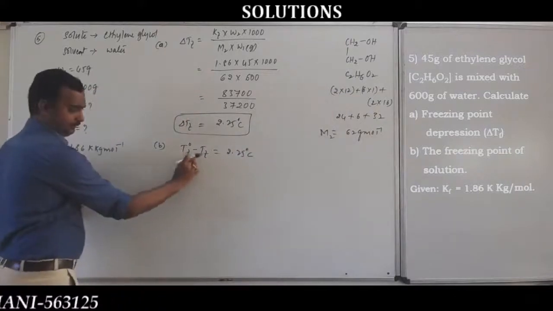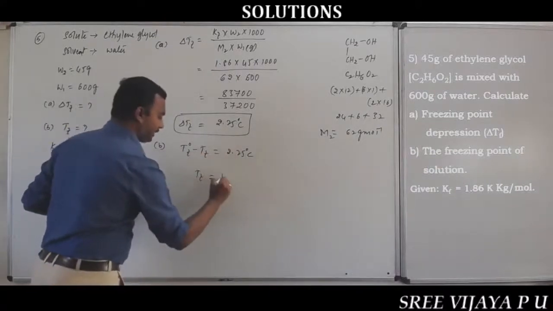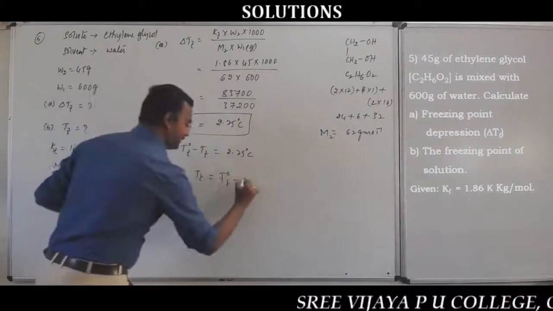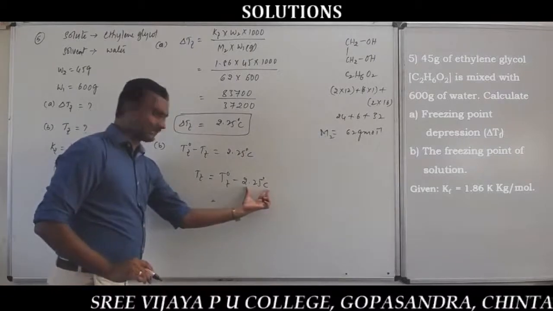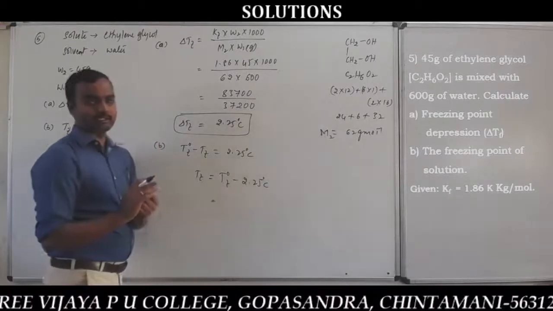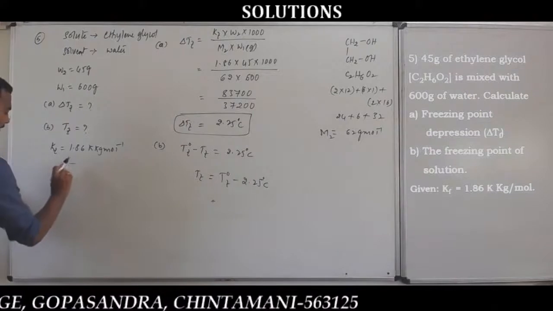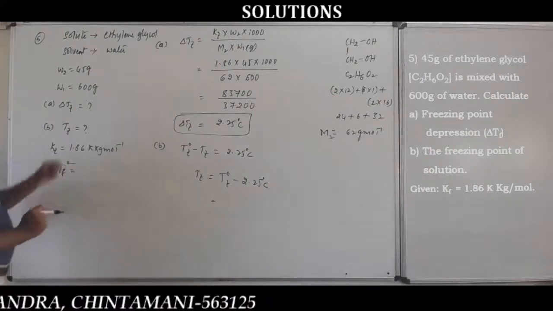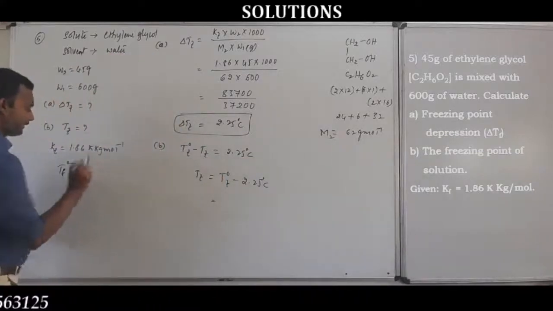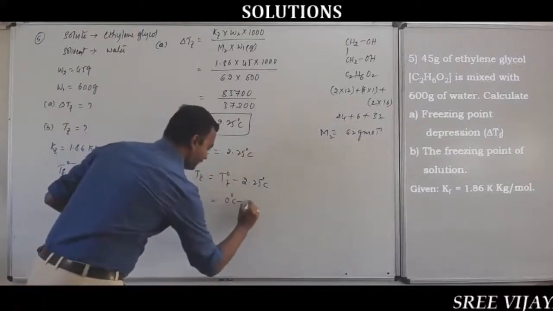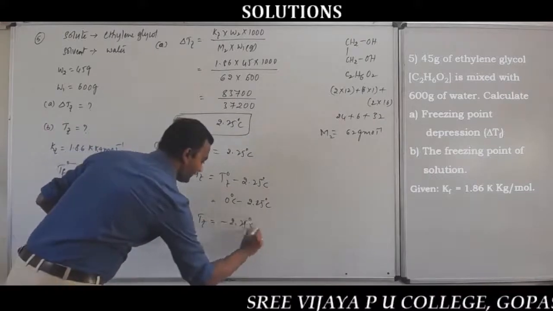So in this case, to calculate Tf, T0f minus Tf is equal to 2.25 degrees Celsius. What is the value of T0f here? T0f is the freezing point of pure water. What is the freezing point of pure water? That is about 0 degrees Celsius. Therefore, 0 degrees Celsius minus 2.25 degrees Celsius. Therefore, Tf is equal to minus 2.25 degrees Celsius.